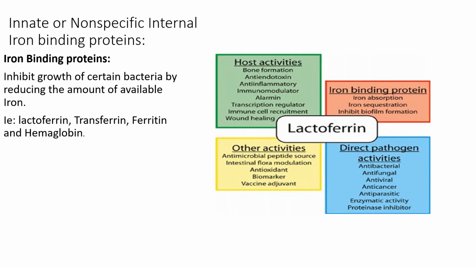Now we have other types of proteins that are antimicrobial. Let's talk about iron-binding proteins. They inhibit the growth of certain bacteria by reducing the amount of available iron. So like ferritin will bind to iron, as will hemoglobin. This is giving you an example of lactoferrin. And then there's another one called transferrin. These are all proteins that can bind to iron and reduce the available iron so that there cannot be a growth of certain bacteria. They require iron.